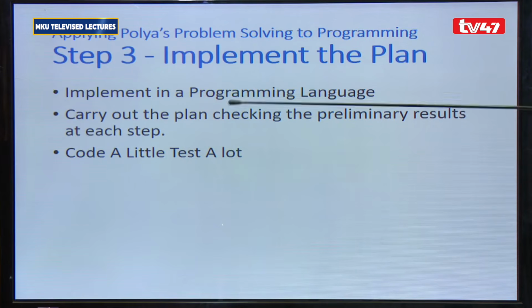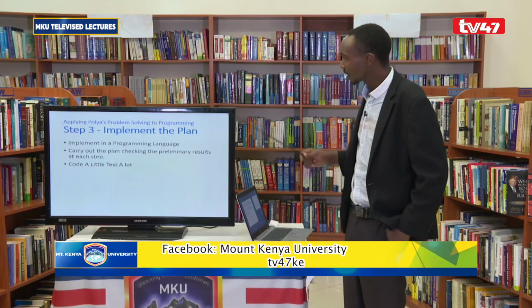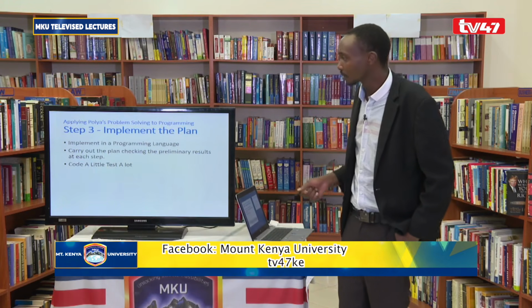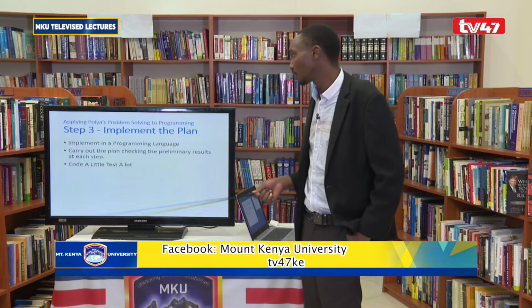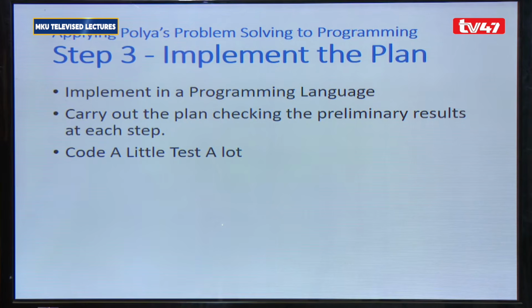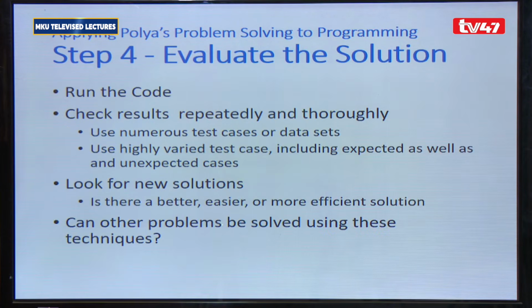Number 3, this is where you code. You sit down and you start coding. You sit down and you write the instructions for those particular algorithms, whether you are using a flowchart or a pseudocode. So you're using a programming language, you implement the plan. The plan is your algorithm. So here you will code a little and test a lot to make sure that your program is giving you the right results. You make sure you evaluate the solution.